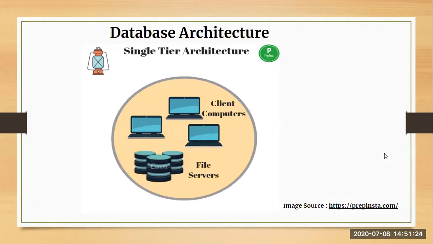Next, we have database architecture. When we talk about database architecture, that is nothing but the design of your databases. How your database is designed, whether it is centralized, decentralized, or hierarchical. Database architecture can be divided into types: single-tier or one-tier architecture, two-tier architecture, three-tier architecture, or there can also be n-tier architecture.